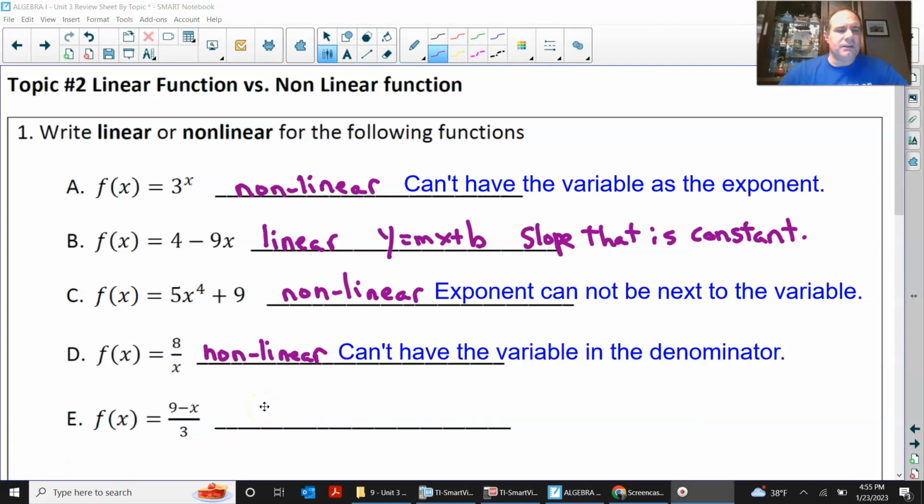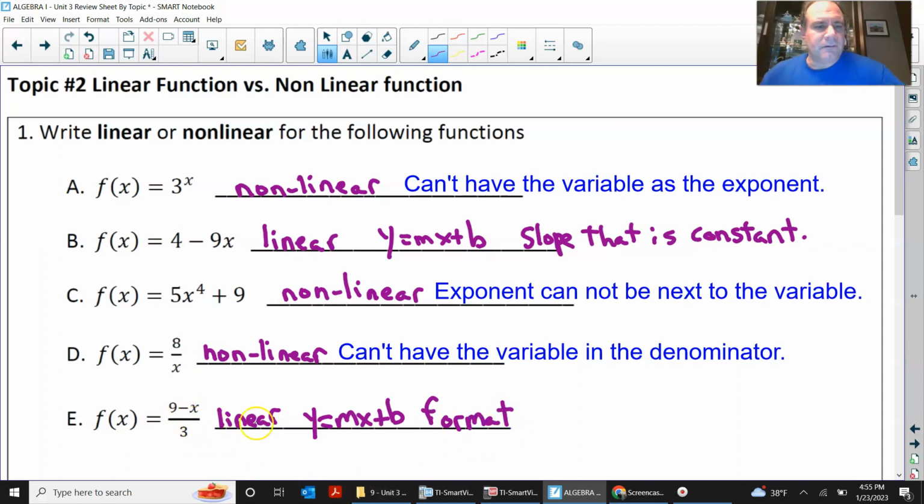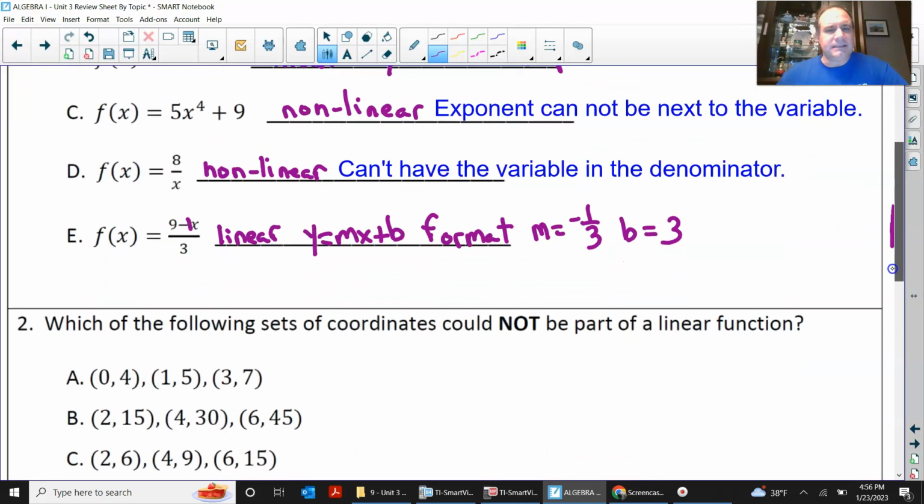And then the last one here, it's linear. This is actually in y equals mx plus b format. All right, and if you did do that division right there, that slope is -1/3. And the y-intercept is 3. But that slope being a constant slope, that is -1/3.